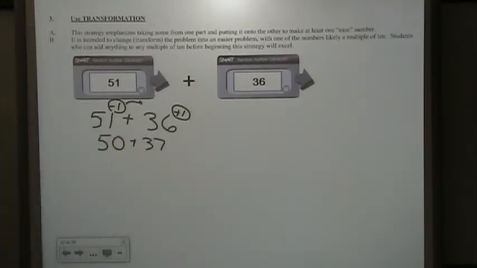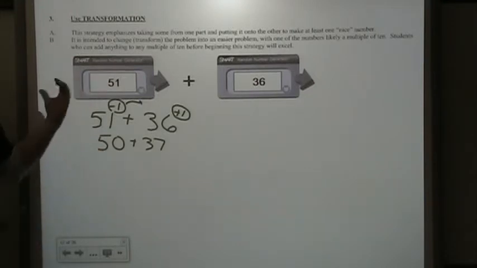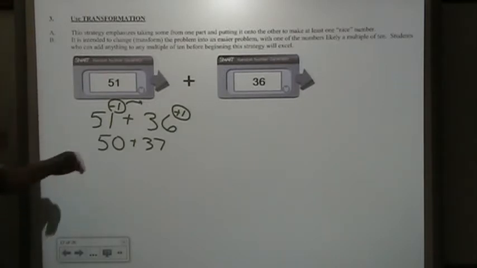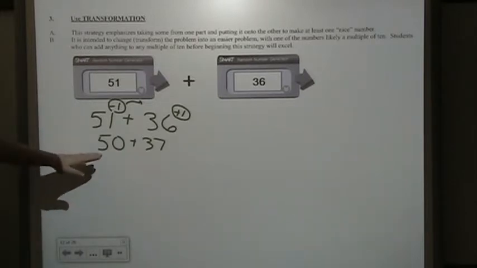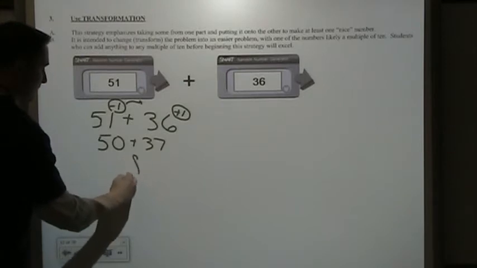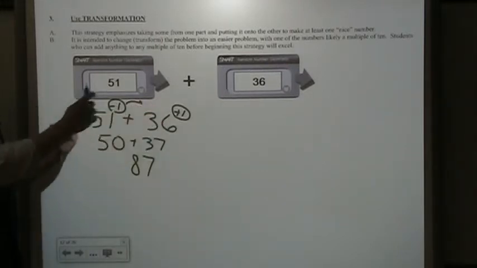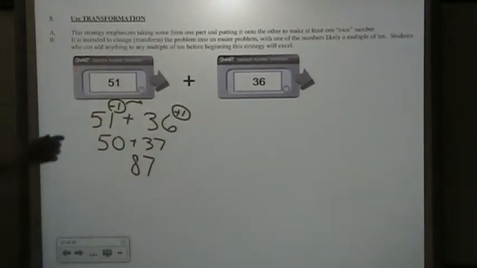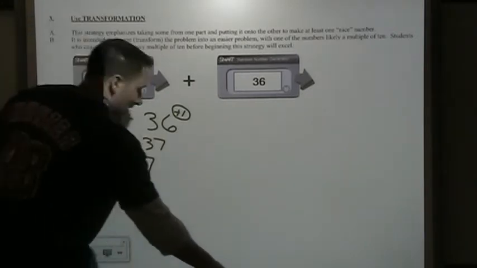Now, if you use the part whole model and you're doing some different things, you know that if you're messing around with the parts and you're adding one to some part and you're taking the same number away from the other part, you're not changing the whole thing. And so now the student should be able to add 50 plus 37 in their head and get 87. So it's making one number nice, usually a multiple of 10, and doing the opposite to the other number. So you're taking some away from this and adding it to this one. Okay? So that's one example.